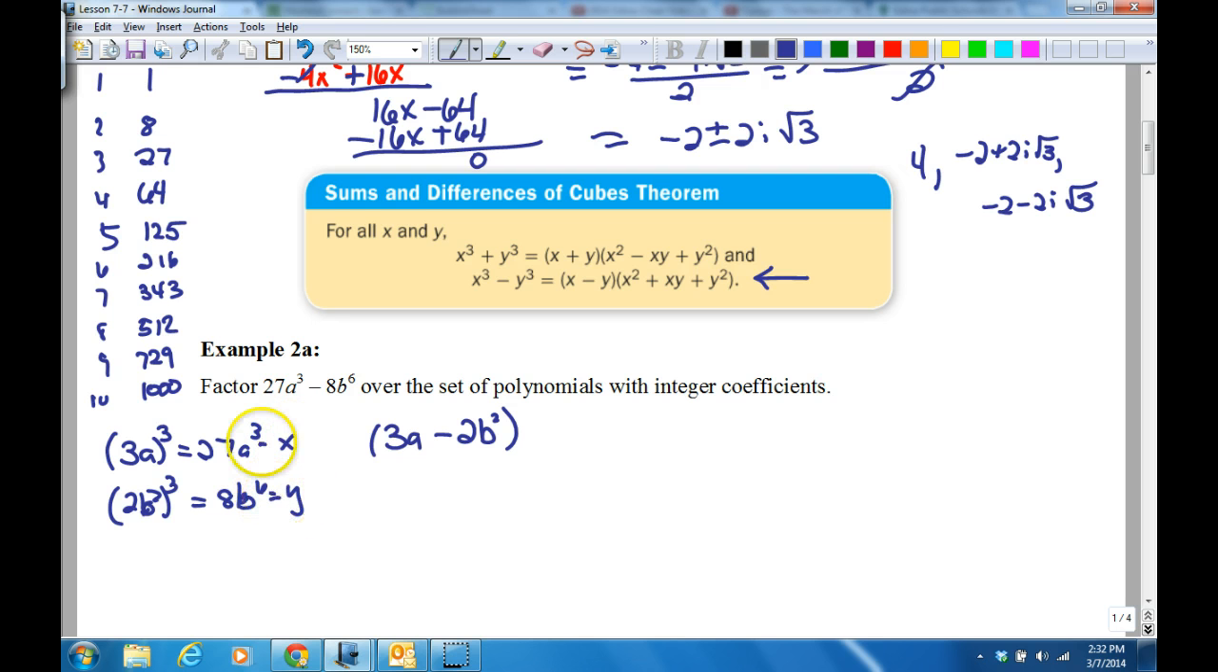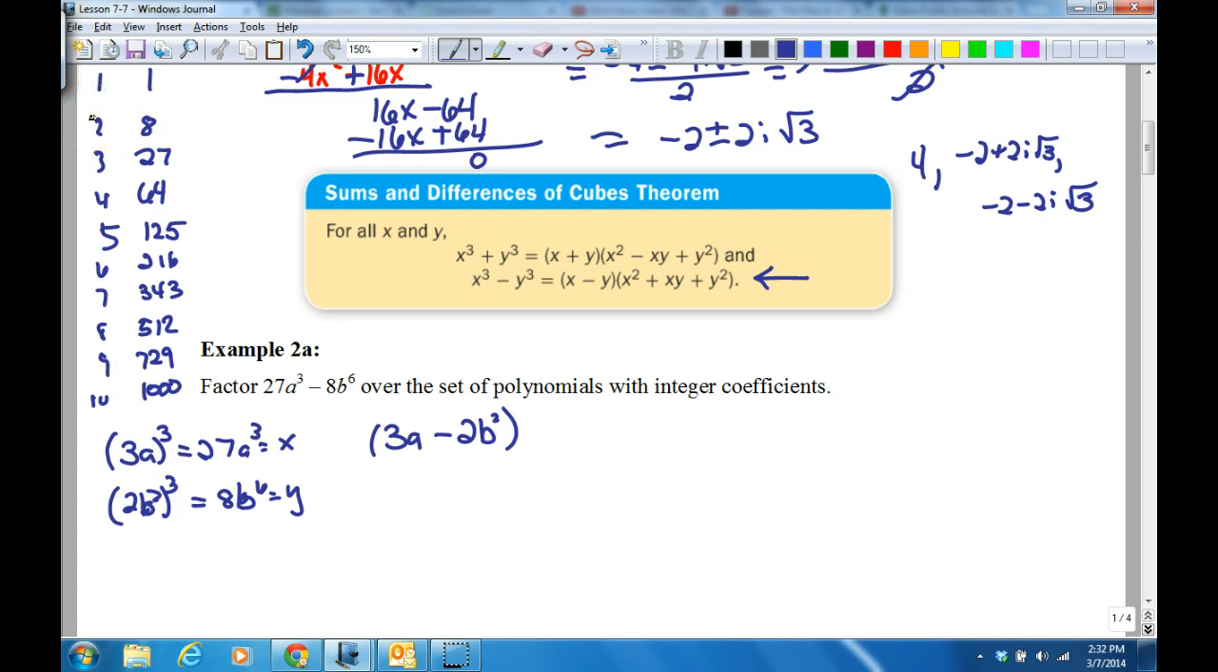How do you know that? How do you know to put 2b squared to the third? Because I need to have the third root of whatever my y value is here, because the cubed root of 8 is 2.